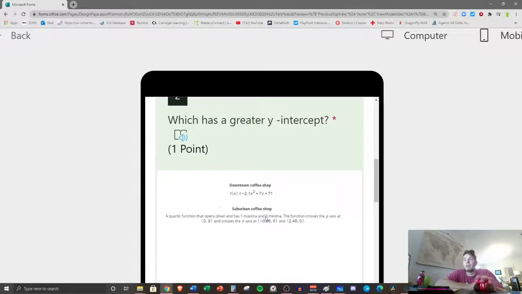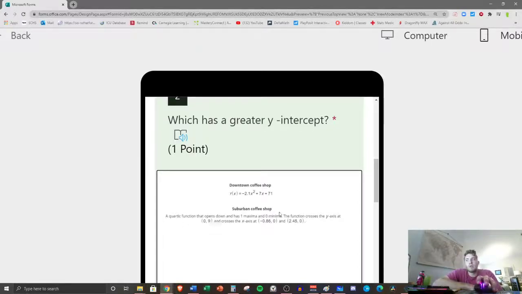Now, which one of these has the greater y-intercept? And a lot of this requires your knowledge of how to find these things. The first part of our unit, or of this year, has been characteristics. So you should have learned how to find the y-intercept. Now, this is a standard form quadratic. So we have this downtown coffee shop, and the last number is actually the y-intercept, which we're getting 71.